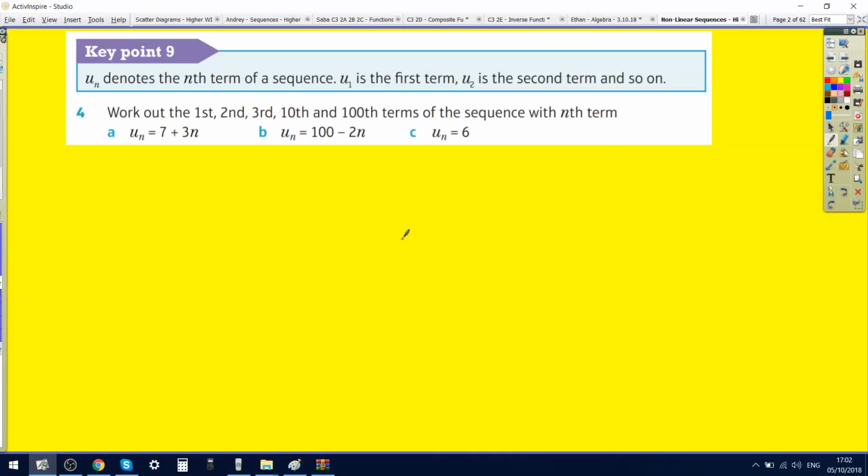Okay, so have you seen this notation before? Like the way it's written? Do you know what this is about?